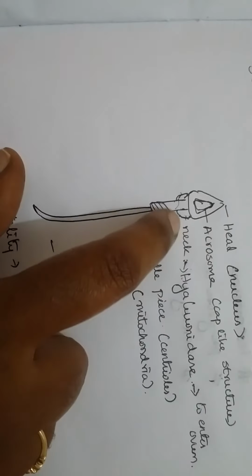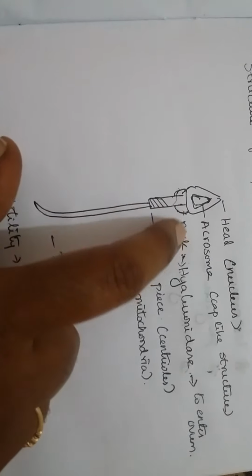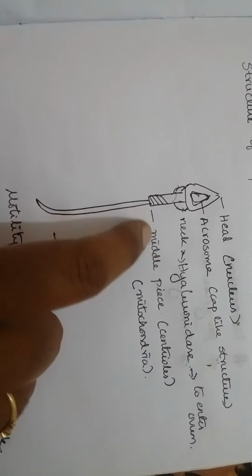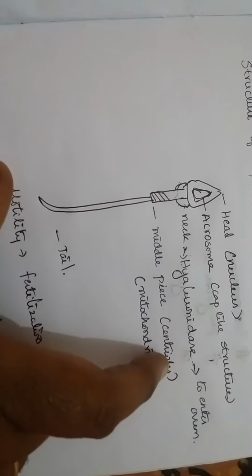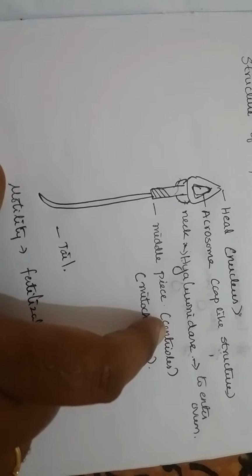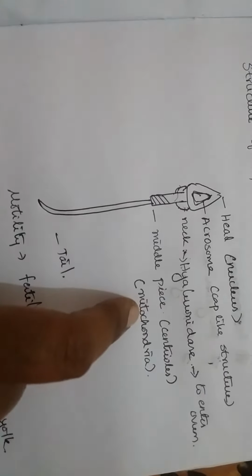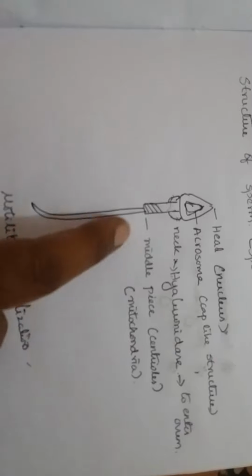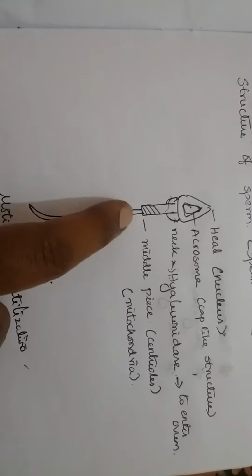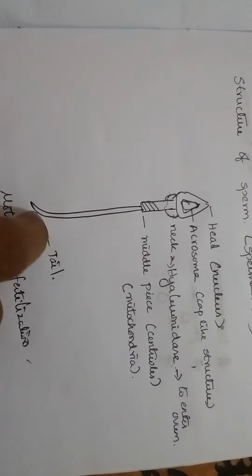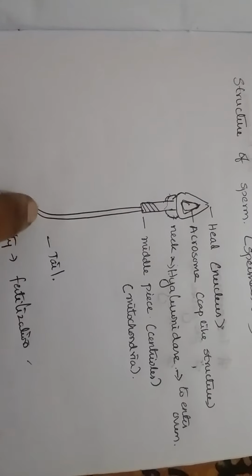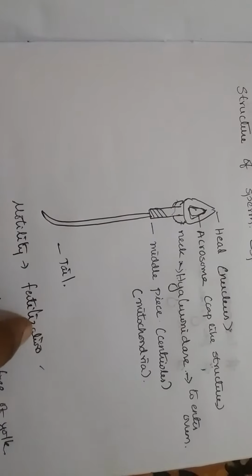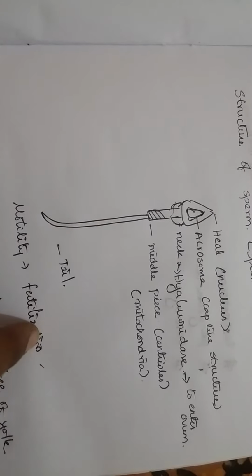The head is connected with a short neck, and this neck connects both the head and the middle piece. And this middle piece contains centrioles, and these centrioles help in the movement of the sperms, and it also has mitochondria, and this mitochondria will be producing energy for the movement of the tail. So whenever the tail moves, the whole sperm moves. This motility, that is movement, is essential for fertilization to happen. This is regarding the structure of the sperm.